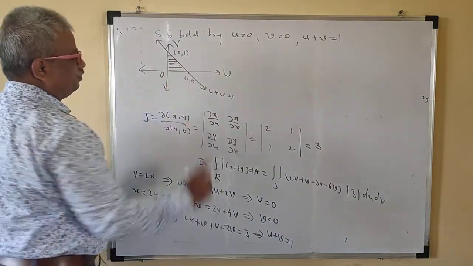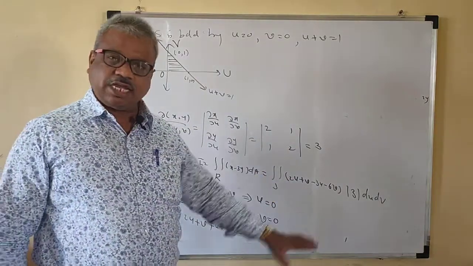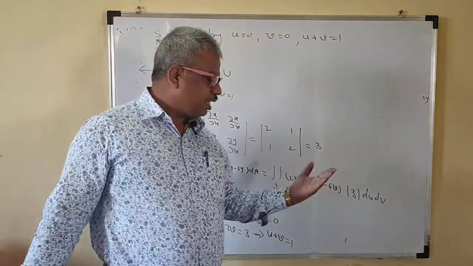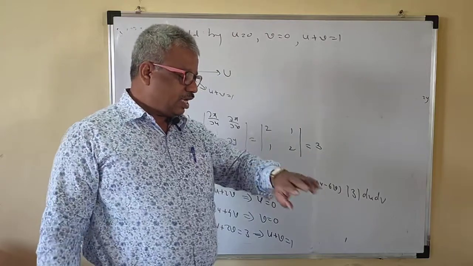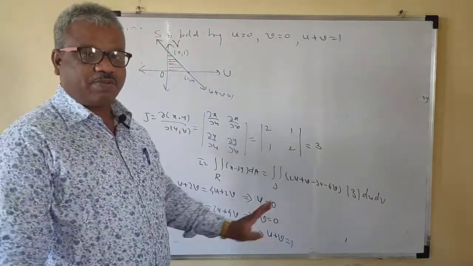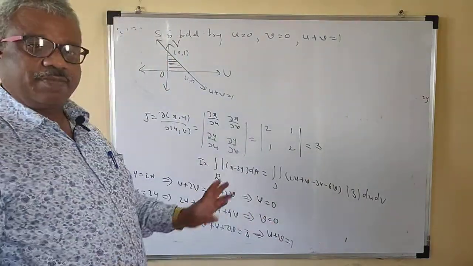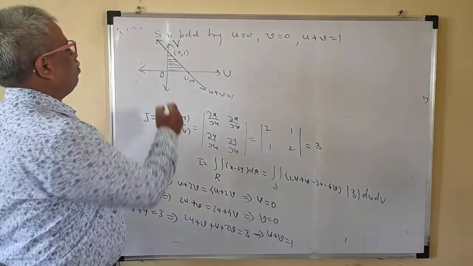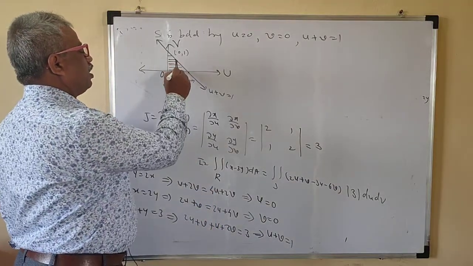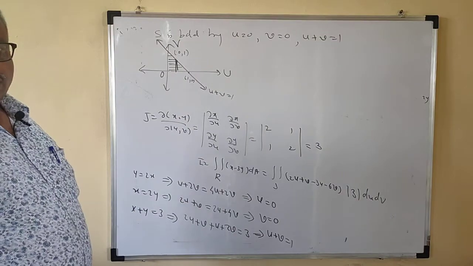This is your S. Now see. This is integrable with respect to u because this is a linear function of u and v. It is integrable with respect to u. It is also integrable with respect to v. So you can draw a strip parallel to the u axis. So generally we will draw this now. We will draw a strip parallel to the v axis.